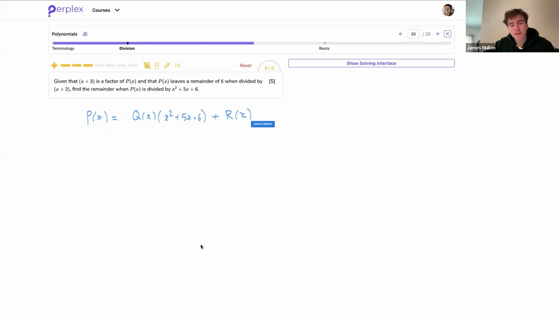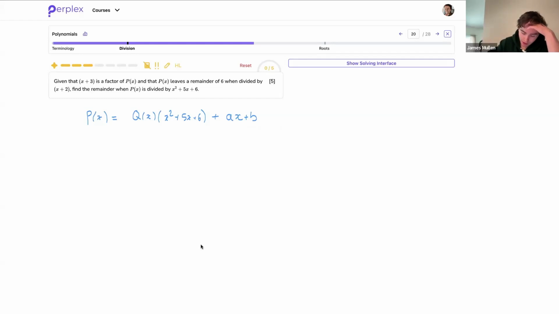Now, let's remember what we know about the degree of the remainder. The degree of the remainder is always less than the degree of the divisor. So that means I can write r of x, the remainder, as ax plus b, because it can't have an x squared. And either or both of a and b could be 0. But in general, there's going to be no x squared, so I can write ax plus b. And what I'm trying to solve is for the values of a and b.